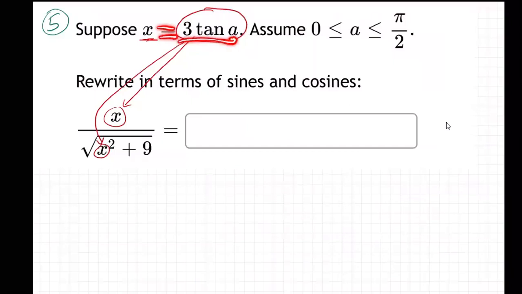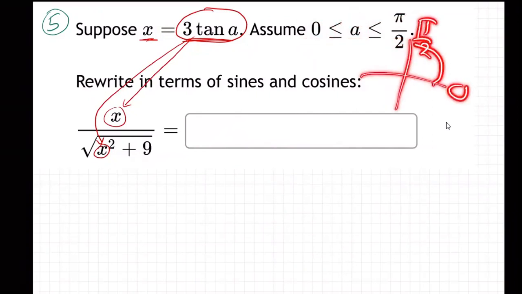X is 3 tangent a. That means everywhere you see x, you can replace x with 3 tangent a because x is 3 tangent a. By the way, you don't really have to pay attention to this, although technically it is necessary. What are they saying here? Well, they're basically saying that angle A is between 0 and pi over 2. What's that? Well, 0 is here, pi over 2. Remember the unit circle? It's the first quadrant. They're basically telling us angle A is somewhere in the first quadrant. It's between 0 and pi over 2.